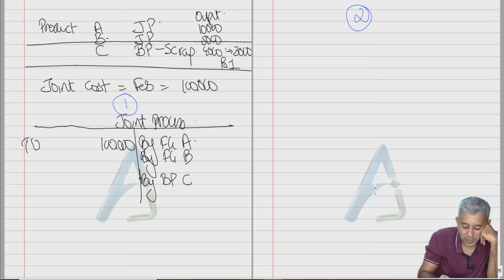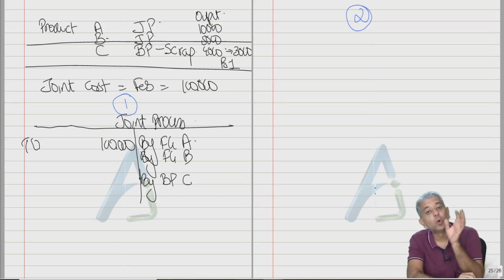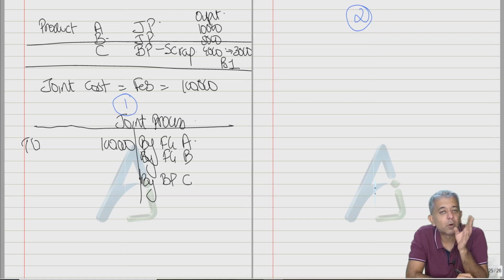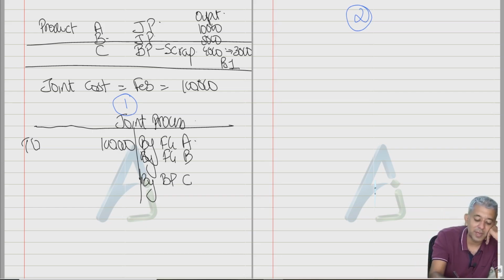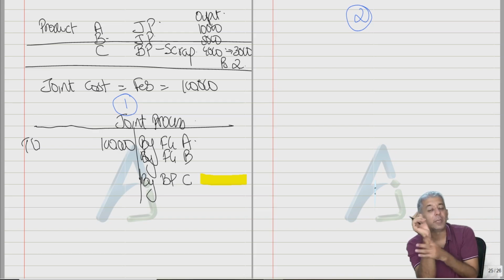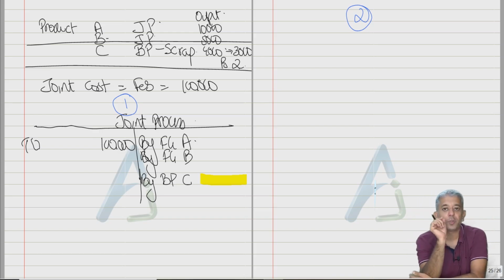Now, what I'm asking you all, tell me how much output of C was produced? 4,000. Out of that, how much is sold? 3,000. I'm asking you one very simple question. Over here, what should I do? Let the scrap value be rupees 2. Okay, that'll be far better. Not 1, let it be 2. What amount should I credit over here? Should I write down 8,000 or should I write down 6,000?